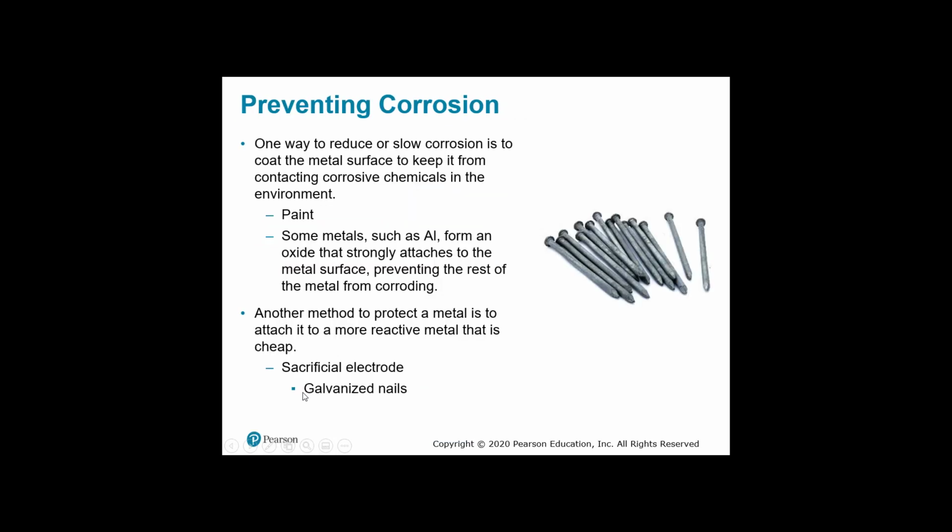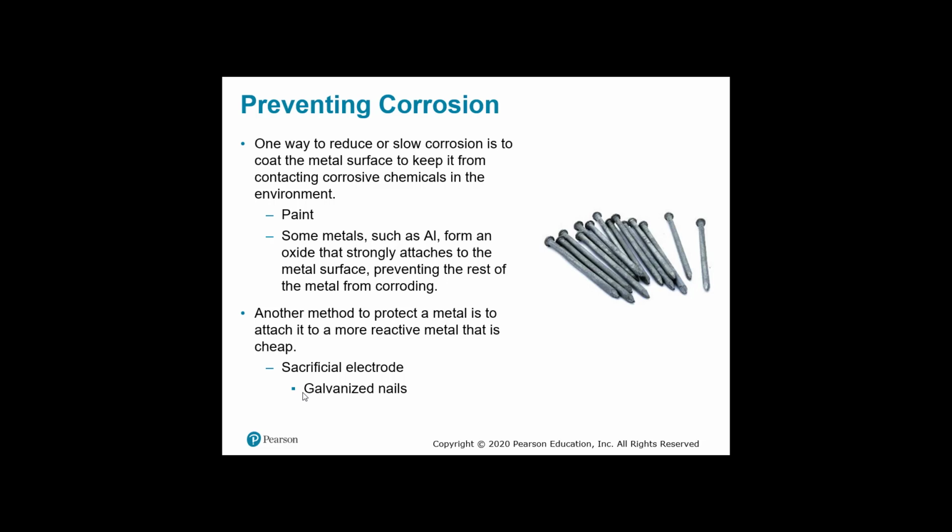So how can we prevent rust? Well, there is a way to prevent rust or slow down rust. One of them is having a metal that's more easily oxidized. That will be oxidized, which then means that the iron will be reduced, if there are any little imperfections that will start rusting on it. Some of the things you do, well, if you have a car, you paint it. As long as the paint stays intact, you are preventing rust from occurring. Some metals, such as aluminum, form an oxide that strongly attaches to the metal surface, preventing the rest of the metal from corroding.